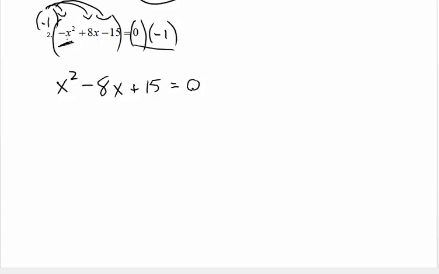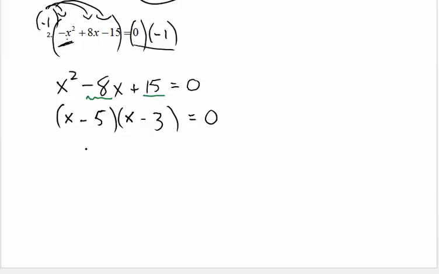I have it set to 0, and now I'm going to look for the GCF. This one does not have a GCF, nothing there in common, but we recognize it as a trinomial. So I factor it as a trinomial. 2 numbers that multiply together to give me 15 and add together to give me negative 8. Shouldn't be too hard to figure out. Negative 5 and negative 3.